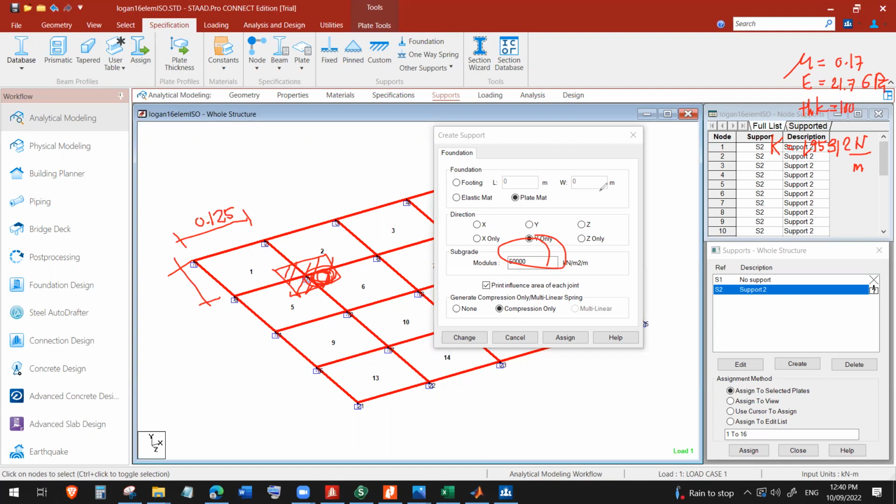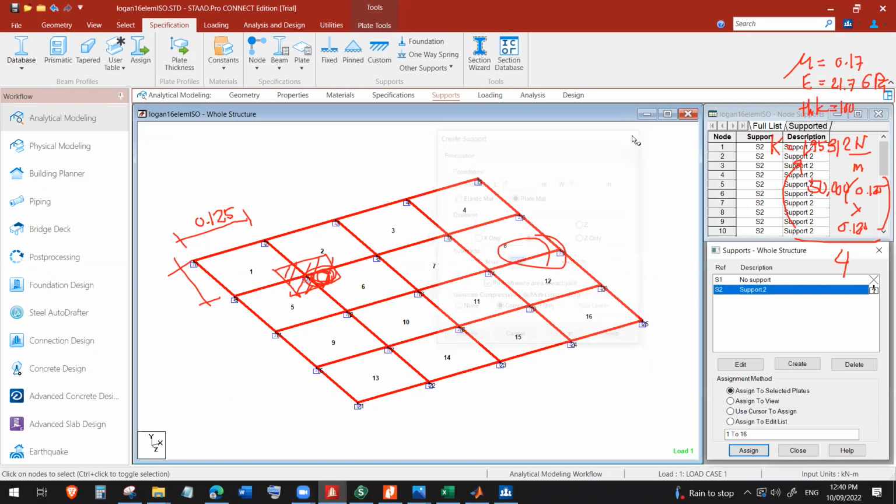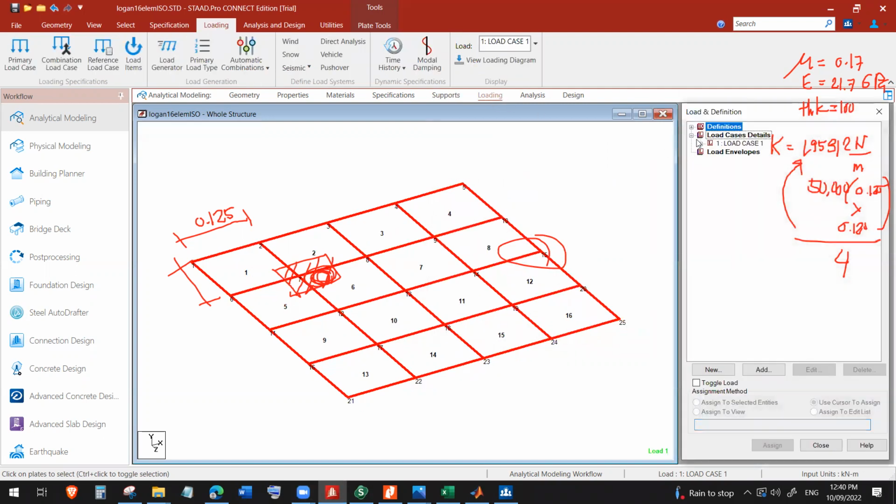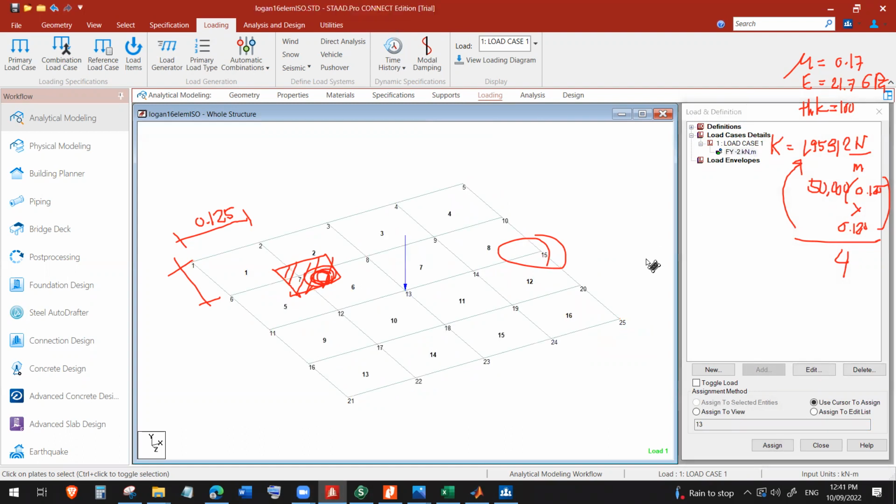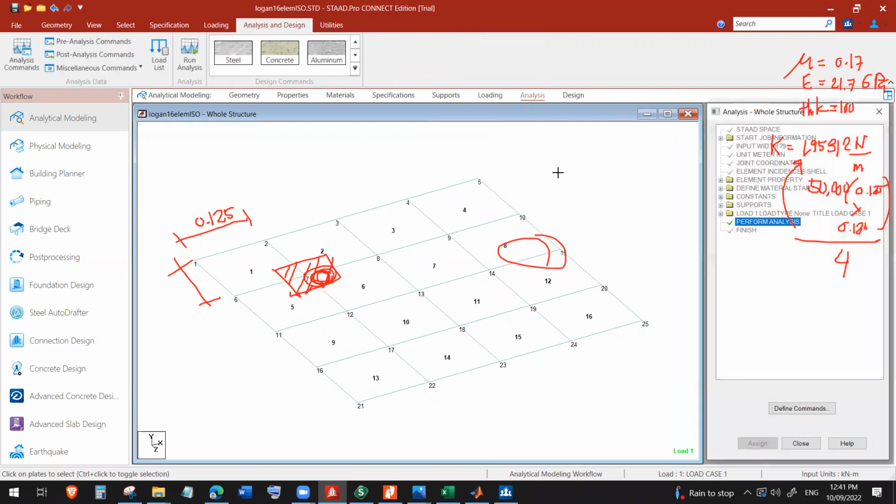Per plate. Okay, so that's from 50,000 times 0.125 by 0.125, and then get the 1/4 of that, and you will obtain that. The loading is 2 kilonewton at the center, and that's it. Let's now analyze that.